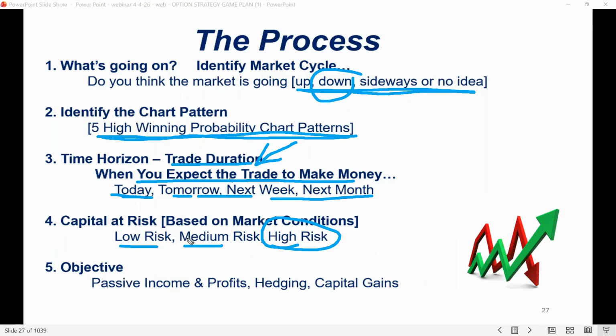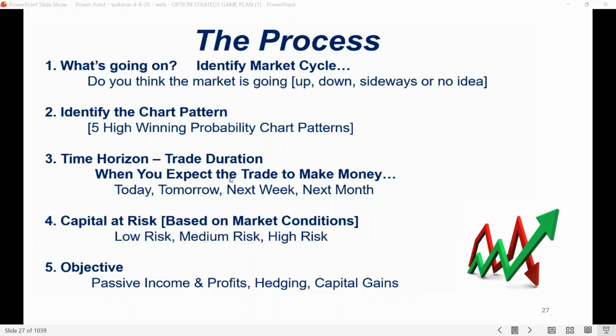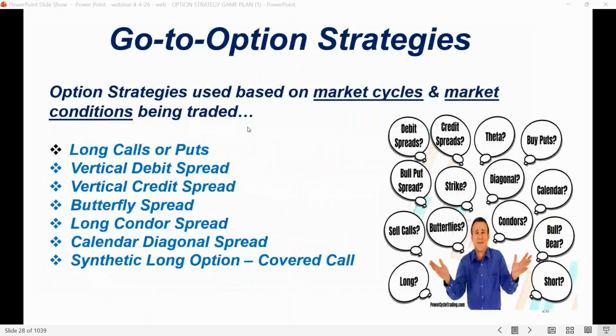these components. And then the next is your objective. Are you looking more for passive income, profits, hedging, capital gains type setups, portfolio hedges? That's a really big part of the selection process as well. So this is what we'll go through, a more detailed assessment of this in the course starting next Saturday. And then I have what I call my go-to option strategies.